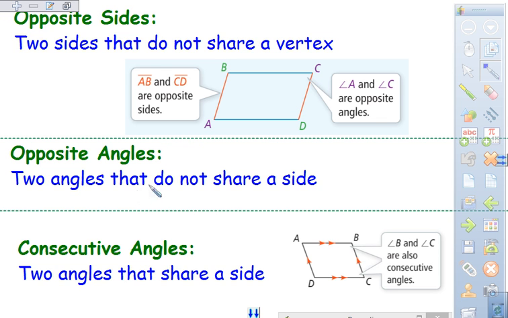Opposite angles are two angles that do not share a side. So angle A and angle C are opposite, and angle B and D are opposite. Consecutive angles are two angles that share a side. So A and D are consecutive, and then B and C are also consecutive.